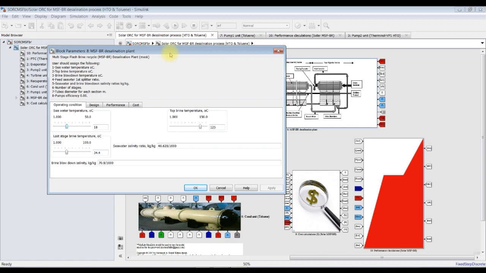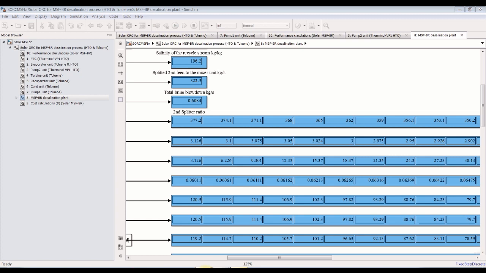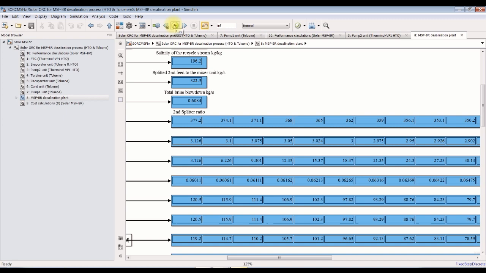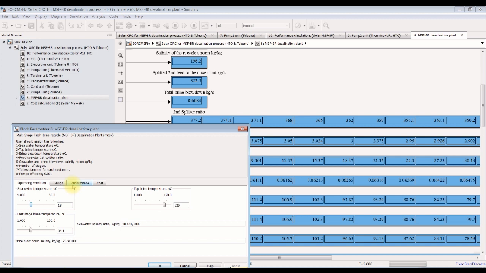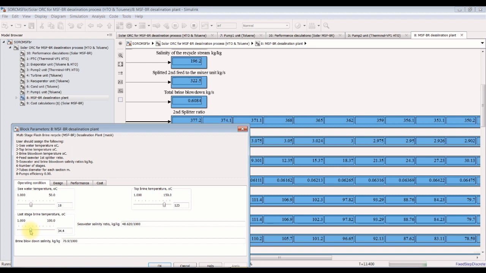Let's go inside and discover the effect on brine blowdown or temperature profile. I'm going to make some changes. Close this one. Okay, let's hit run dynamically. Okay, let's change brine blowdown temperature. Where is brine blowdown? Yes, the brine temperature. Yes, this one. Let's change. I'm increasing brine blowdown. Increasing this brine is so important.